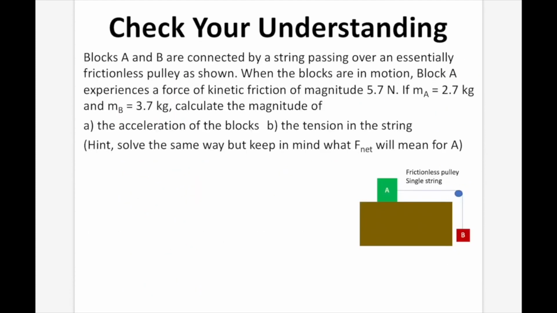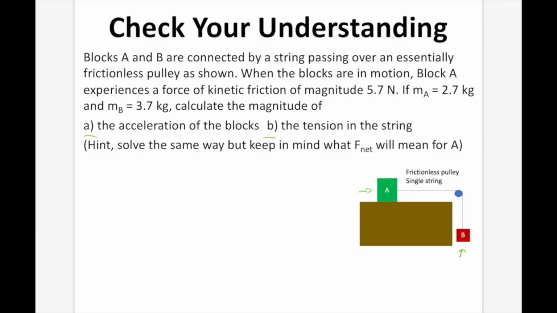Check your understanding. Blocks A and B are connected by a string passing over an essentially frictionless pulley as shown. When the blocks are in motion, block A experiences a force of kinetic friction of magnitude 5.7 newtons. If mass A, so that's this guy right there, equals 2.7 kilograms, and mass B equals 3.7 kilograms, that's this guy here, calculate the magnitude of the acceleration of the blocks and the tension in the string. So hint, solve the same way we just did, but keep in mind what F net will mean for A. So, like, pause the video and answer this question.